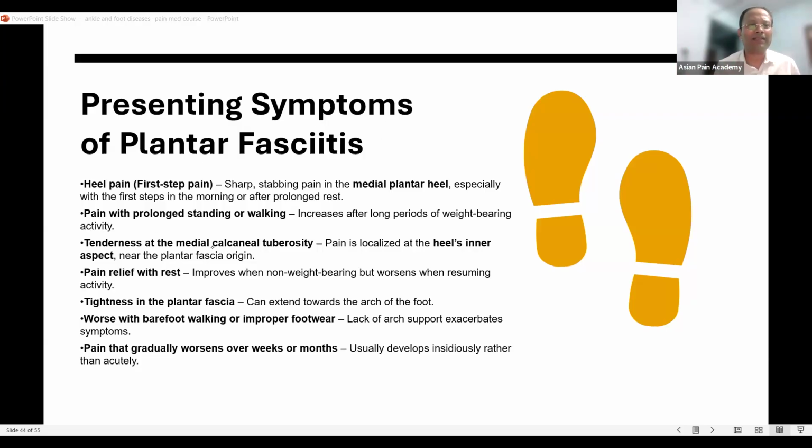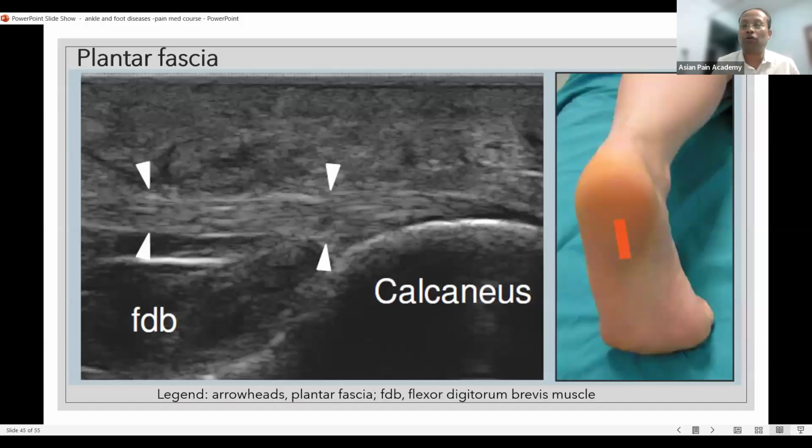And other, tenderness at the medial calcaneal tuberosity. You always check the inner aspect of the heel. You press and your patient will get too much pain. Now, intensity of pain at the time of presentation differs from patient to patient. Okay, worse with barefoot walking or improper footwear. Pain gradually worsens over weeks or months. So the patient can come to you with an acute problem also, or with a chronic problem also.